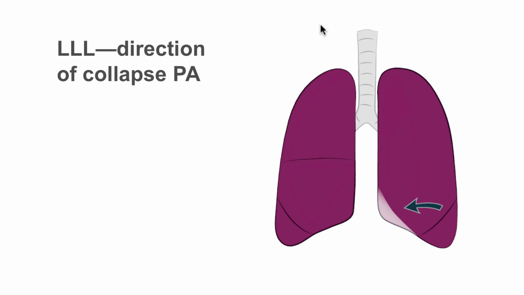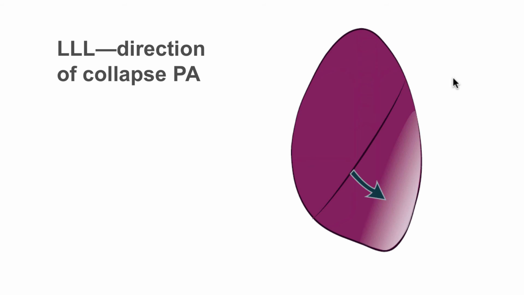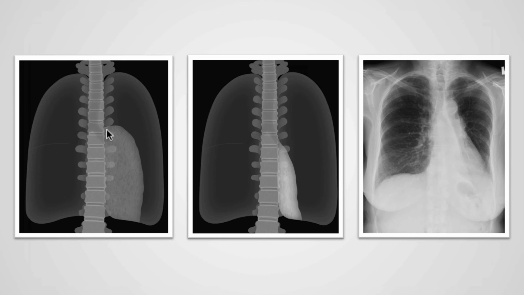With left lower lobe collapse, the direction of collapse is inferior and medial on the PA examination. On the lateral X-ray, we would expect the oblique fissure to be shifted posteriorly and inferiorly. With left lower lobe collapse, we would expect to see an opacity in the retrocardiac region.